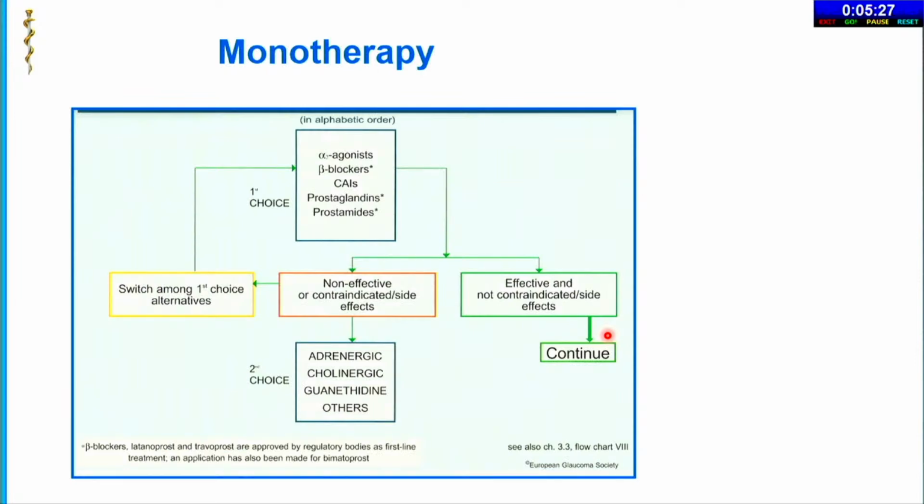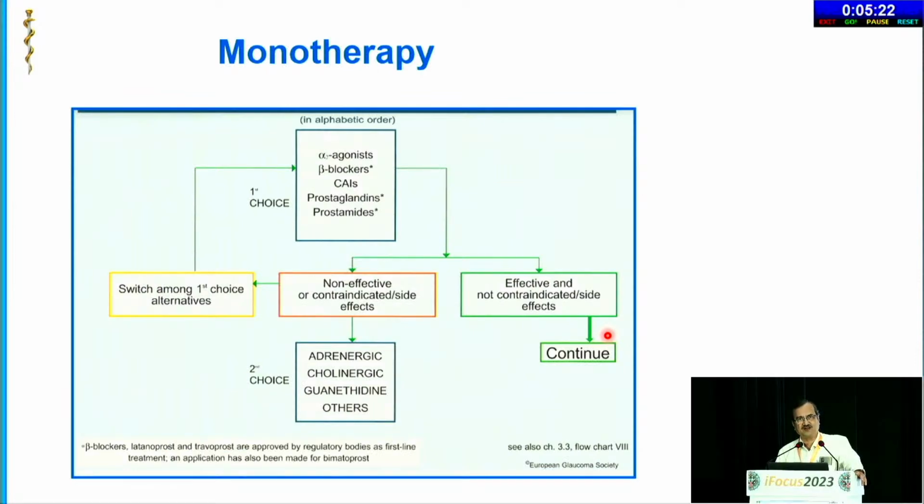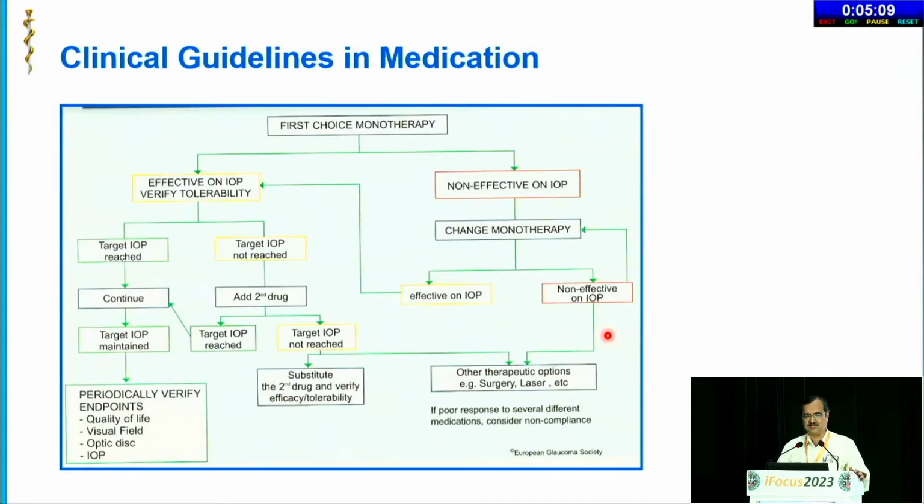And whenever you are treating a patient, always start with monotherapy, whichever drug you are starting. Then if the drug is acting and the target pressure is reached, you can continue. If the drug is acting, target pressure is not reached, you need to add a drug. If the drug is not acting, in such case, you need to switch the drug. If you see this, the first choice monotherapy, it is effective and verify the tolerability. Target pressure is reached, then you need to continue and target IOP is maintained. Periodically, you need to verify these endpoints.